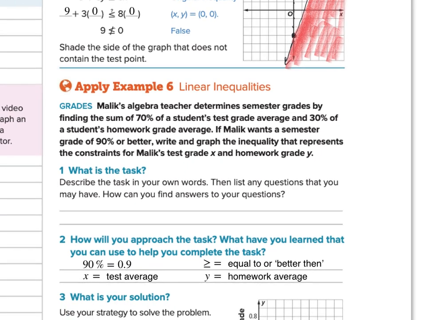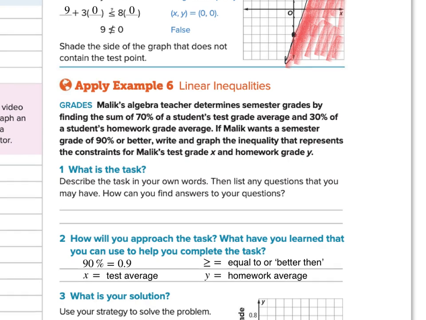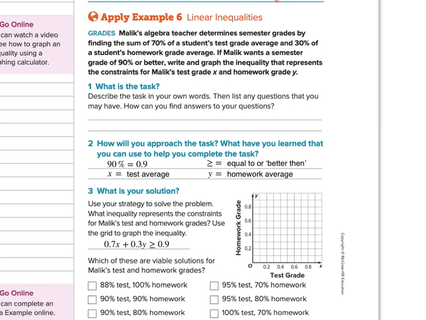Okay, linear inequalities. Let's see here. Malik's algebra teacher determines semester grades by finding the sum of 70% of the student's test grade average and 30% of the student's homework grade average. If Malik wants a semester grade of 90% or better, write and graph an inequality that represents the constraints for Malik's test grade and homework grade. Okay, so Malik wants a grade of 90%.